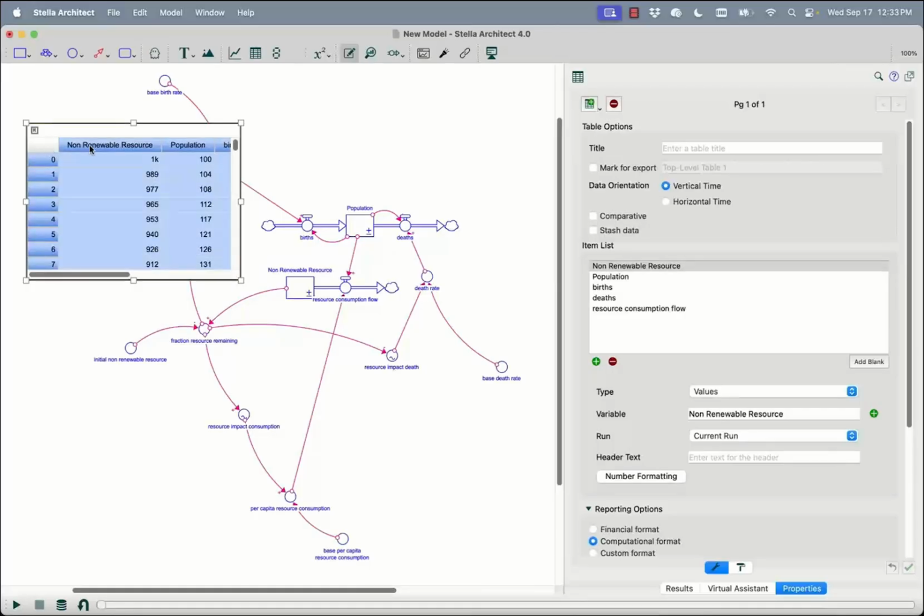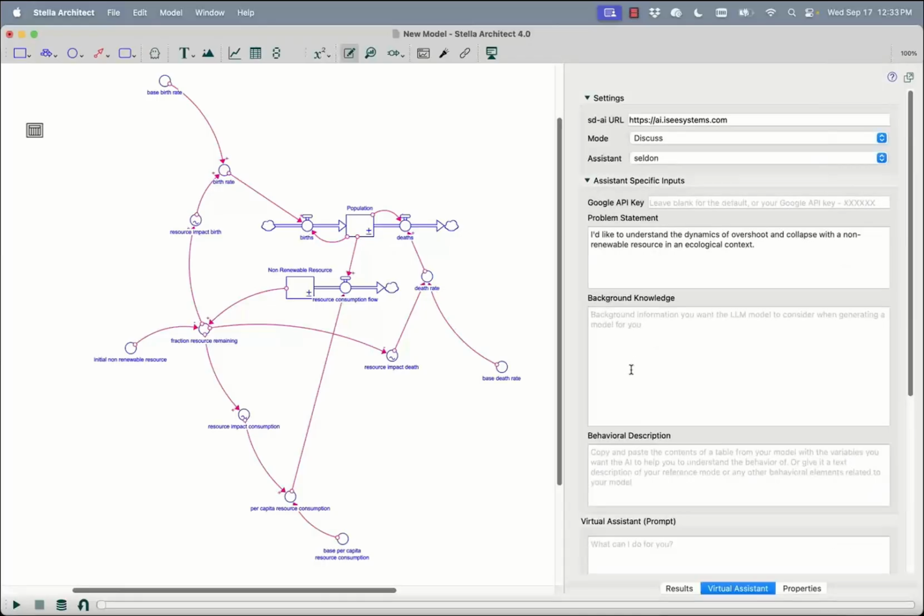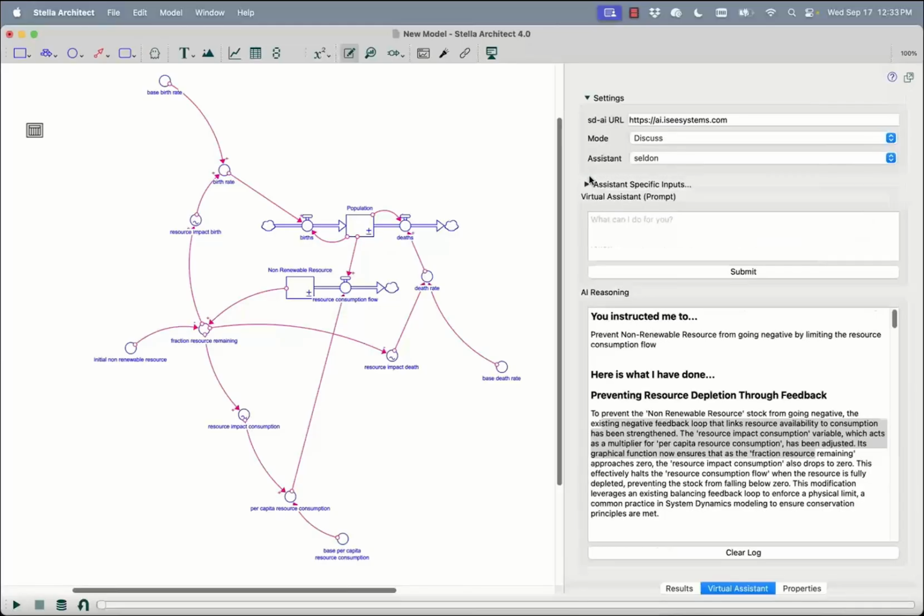So you'll see here, going back to what I was doing, I took the table, I hit this little cell in the upper left-hand corner to select everything, right-click, copy, minimize the table. I go into the virtual assistant, and I don't want to build my model anymore. I want to discuss my model now. And I'm going to put that table into the behavioral description. I can then tidy up those inputs. And now what I'm going to ask for is: give me a feedback-based explanation for the collapse in the population.